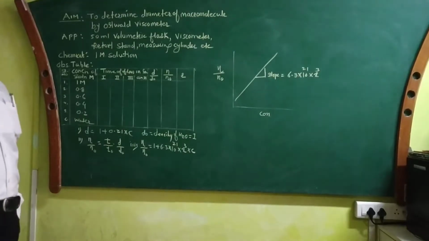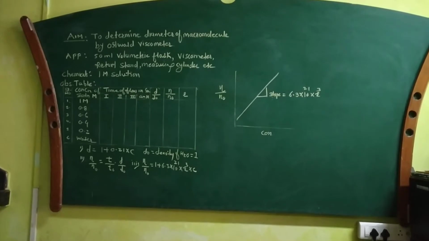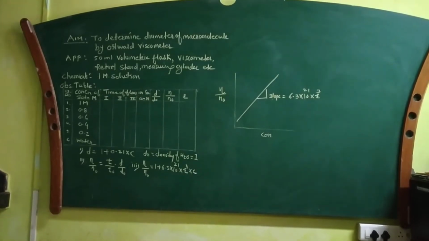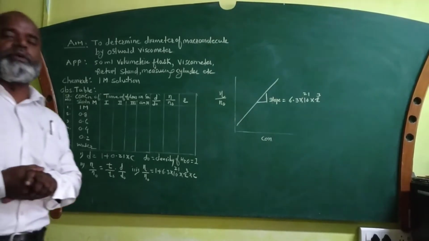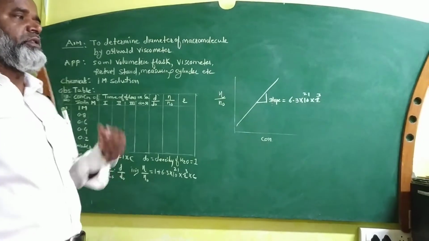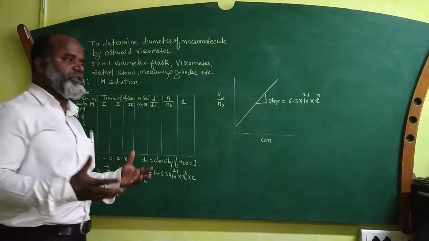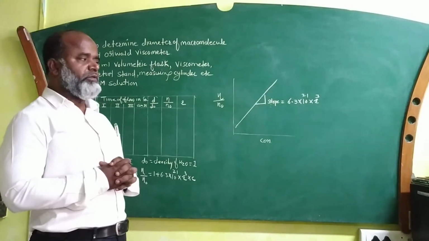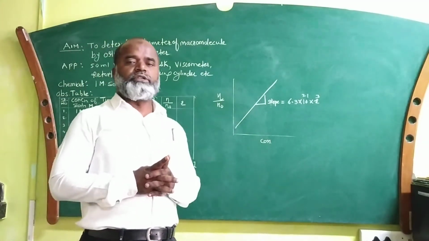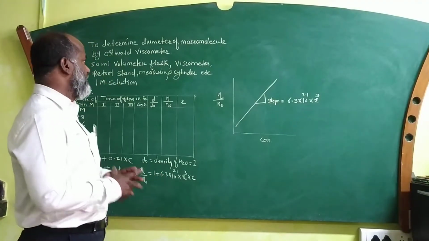This is our experiment number 3, and two experiments are already completed. The aim of today's experiment number 3 is to determine the diameter of a macromolecule using an Ostwald viscometer. There are many molecules of macro size, having big molecular size, whose diameter we are going to find out, and the technique we are using is the Ostwald viscometer.